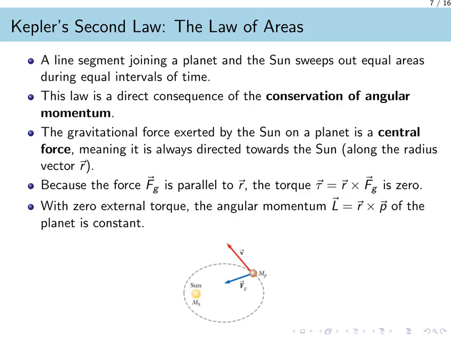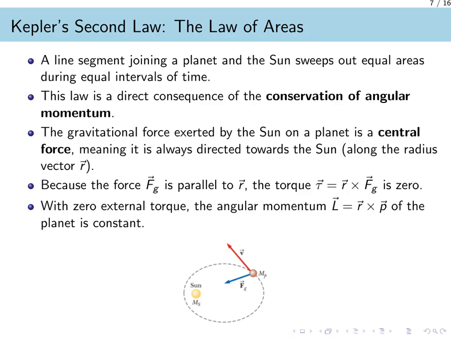To understand this connection, we first need to characterize the gravitational force. The force the Sun exerts on a planet is a central force. This means the force vector always points directly along the line connecting the two bodies, which is parallel to the planet's position vector, r, as measured from the Sun.